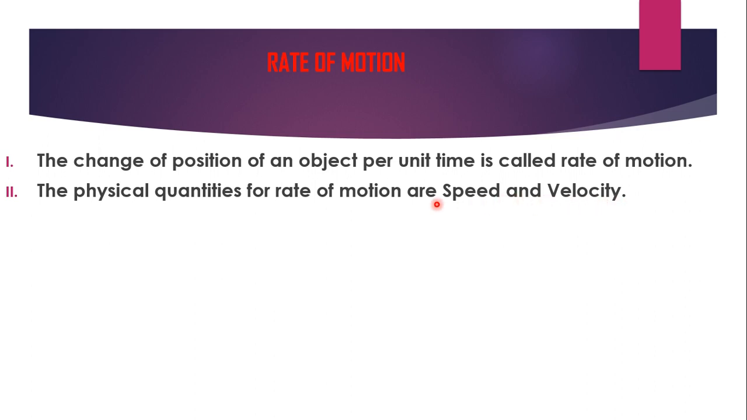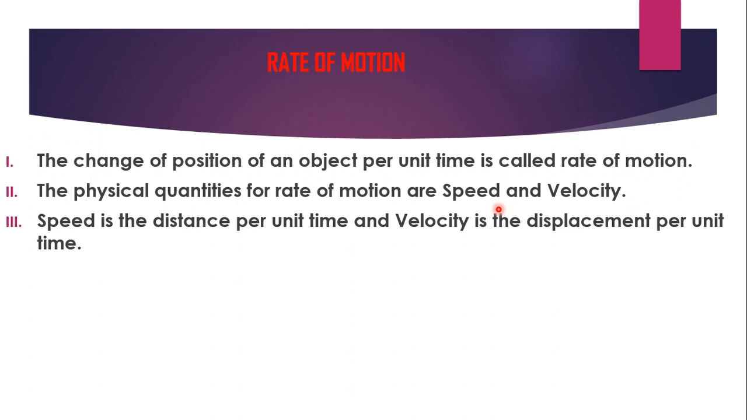When we measure the distance or displacement traveled by any object divided by the total time that the object has taken, that gives us speed or velocity. In further slides we will understand the difference between speed and velocity. So the physical quantities for rate of motion are speed and velocity. Speed is the distance per unit time and velocity is the displacement per unit time.